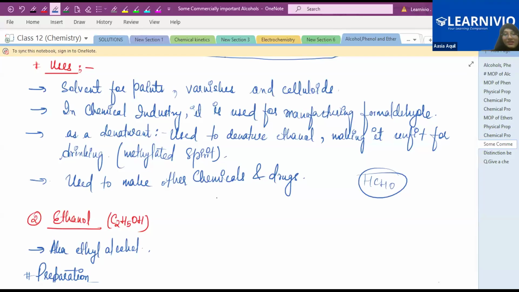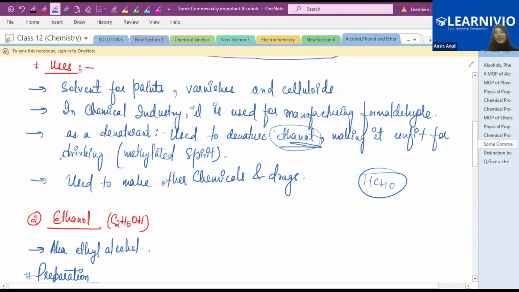And also it is used as a denaturant. Denaturant is basically when you add methanol to ethanol. What do you do? In ethanol, we just add some methanol to denature the ethanol, to make it unfit for drinking. What is denatured alcohol? Denatured alcohol is alcohol which is unfit for drinking. Methanol is a denatured alcohol, and ethanol is not a denatured alcohol.